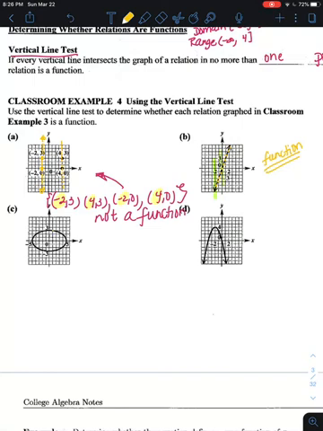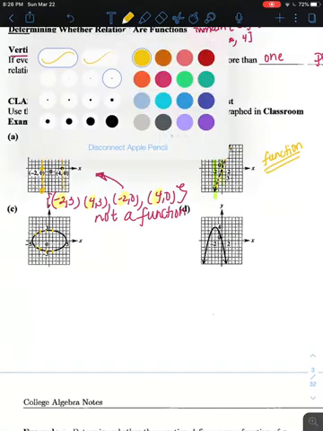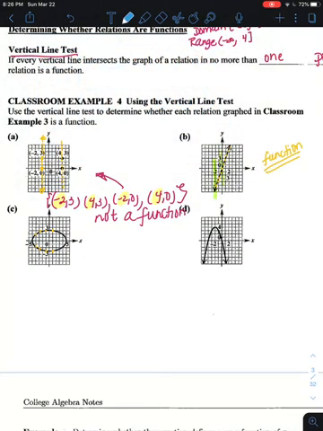Letter C, well, look, if I start darkening points, just any points, you're going to hit more than one point if you put a vertical line. If you can put a vertical line anywhere on this graph and it hits more than one point, then it's not a function. Something like here, it's going to hit this point up here at the top and the one at the bottom. So this is not a function. So part C, this is not a function.